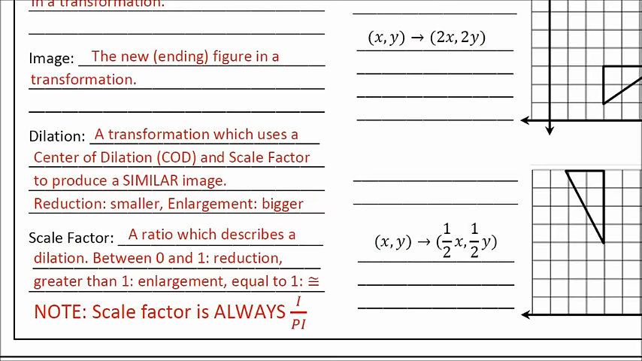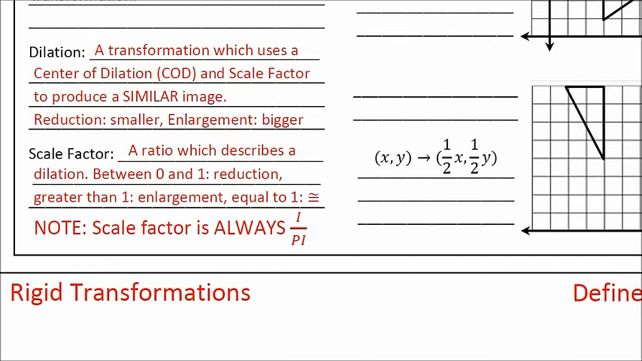And then last definition here, if we know what a center of dilation is, we better define what a scale factor is. If a dilation has a scale factor, what is that? A scale factor is a ratio which describes a dilation. And here are your values. If the scale factor is between 0 and 1, then we're reducing the pre-image. If it's greater than 1, we are enlarging the pre-image. And if a scale factor is exactly 1, or 1 to 1, you're not reducing or enlarging, you're just creating a congruent image. Same image, same size, same shape.